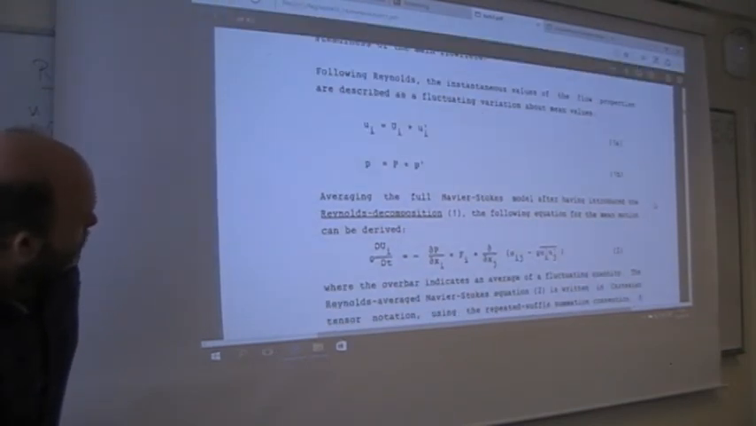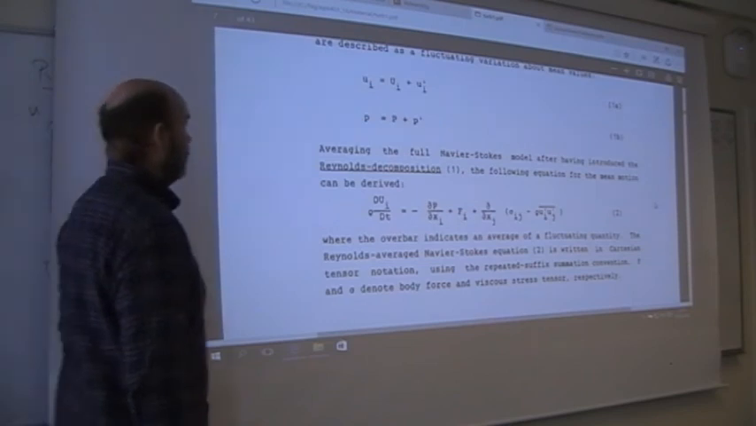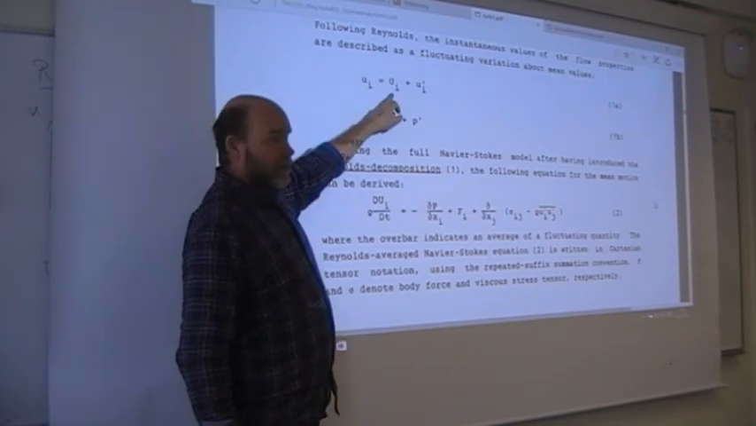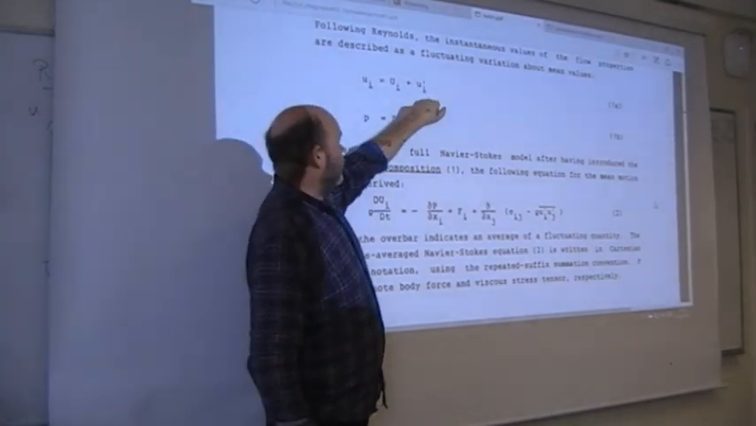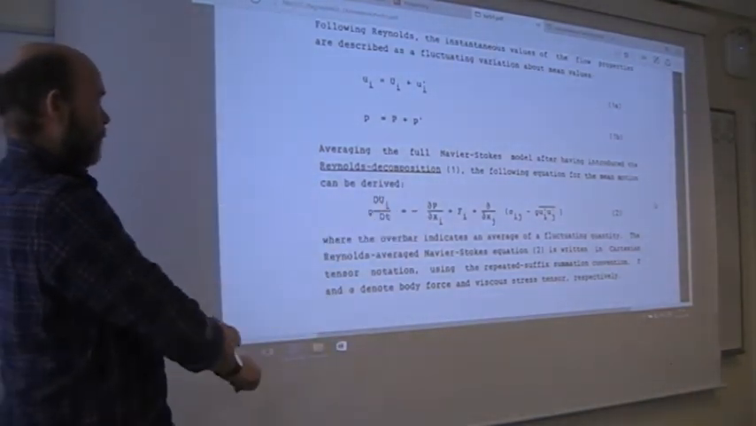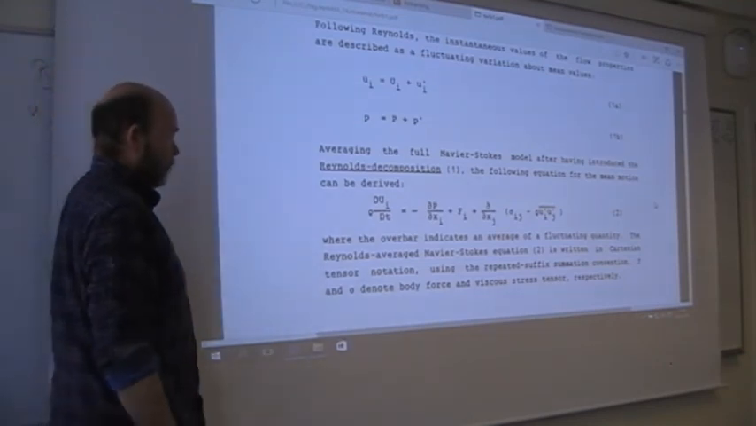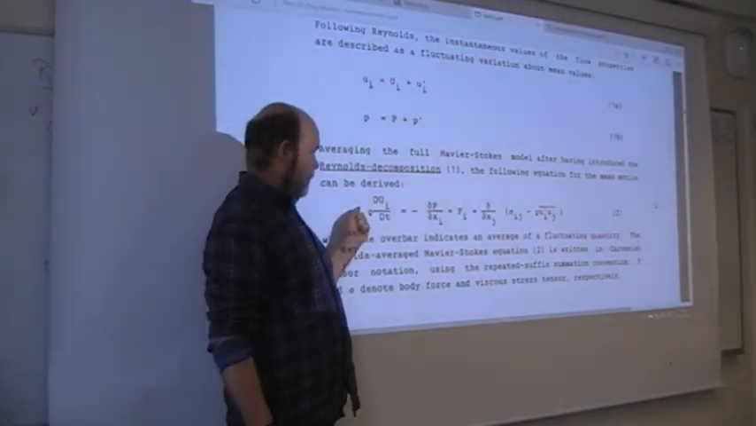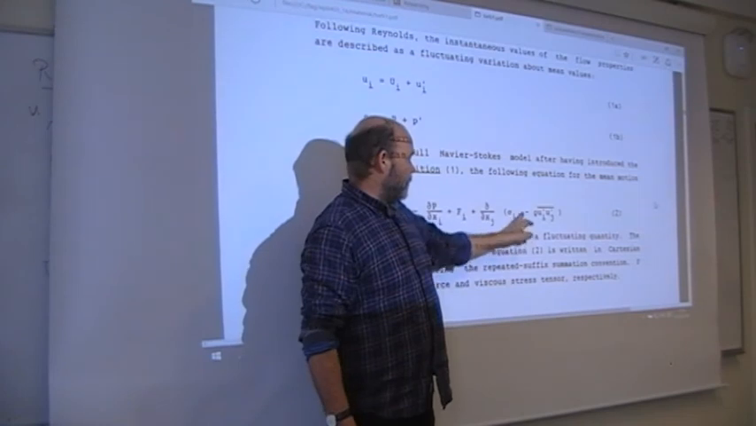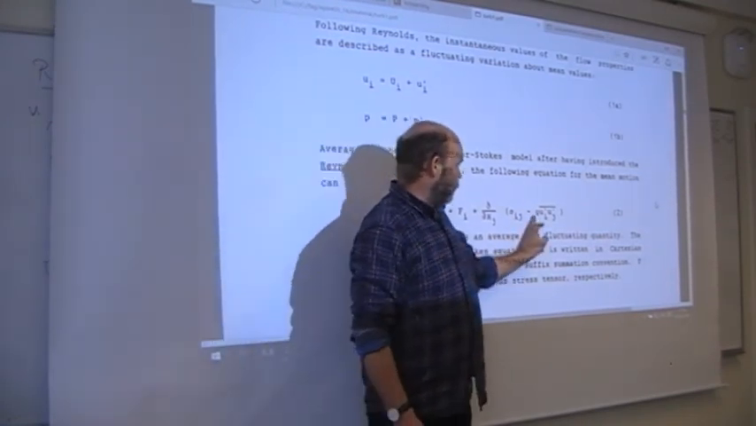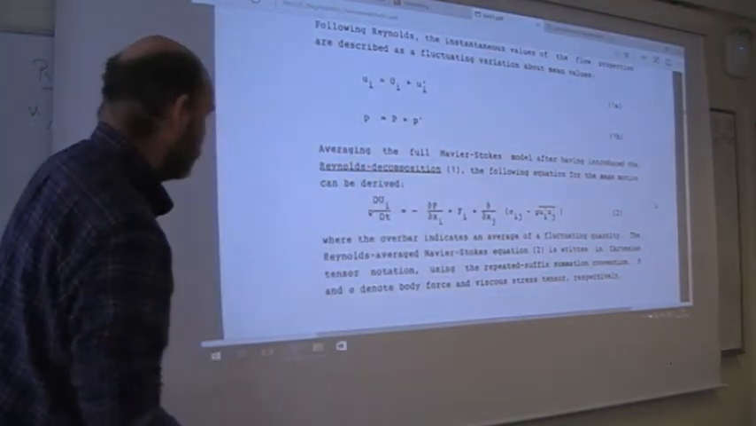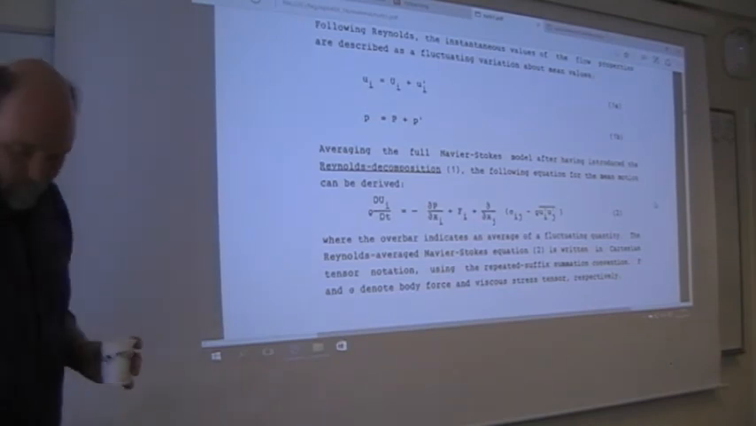So the notation here is widely used. Small letter, the real quantity. Large one, that's the mean. And then a fluctuating, just a little stroke, meaning the fluctuating part, the turbulent part. So our Reynolds averaged Navier-Stokes listed here. And here written with the viscous stresses as a sigma, and then the Reynolds stresses here.